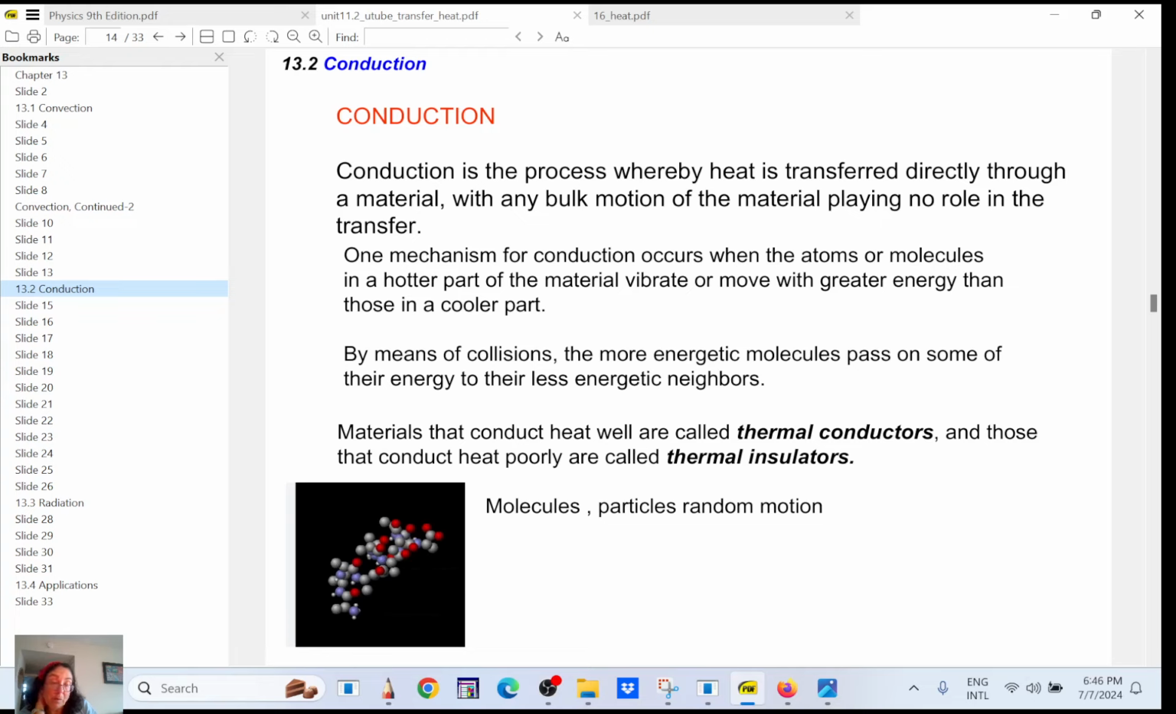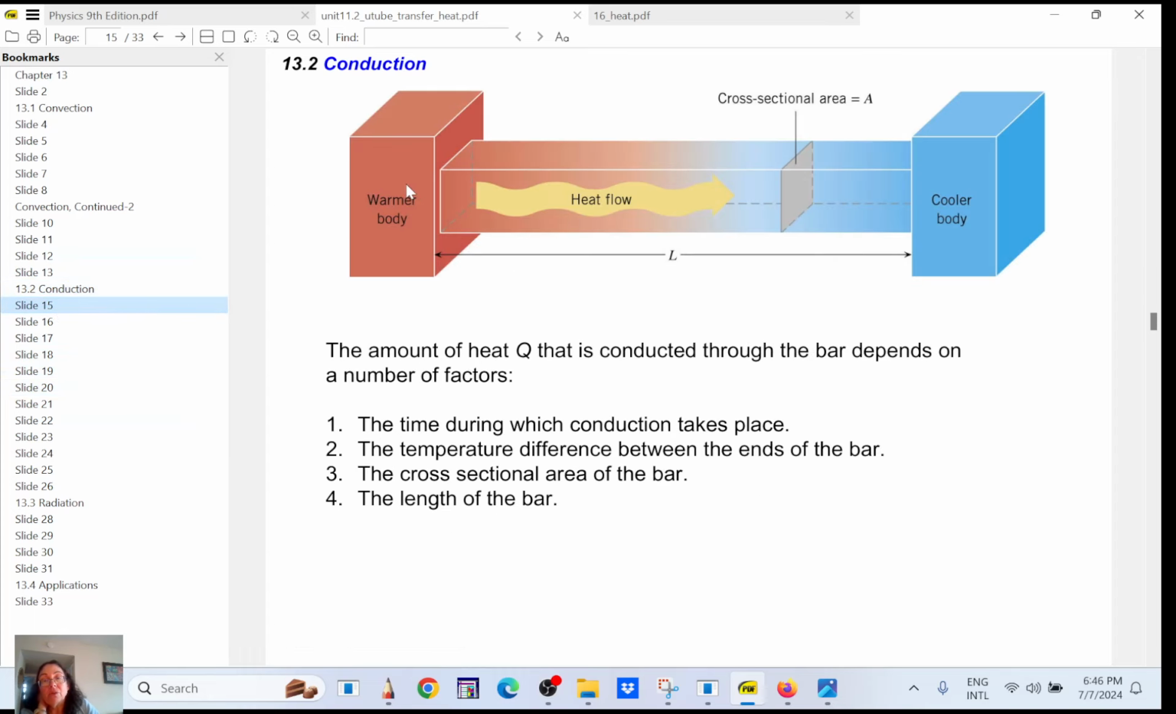Okay, so heat, remember, is energy in transfer, energy in transit. So when you have conduction, heat will flow. So remember, Q will flow. So energy will flow from a hot reservoir to a cool reservoir.